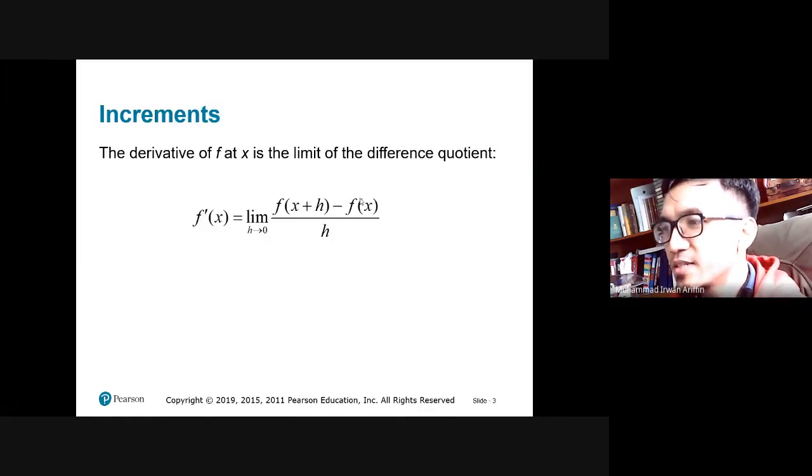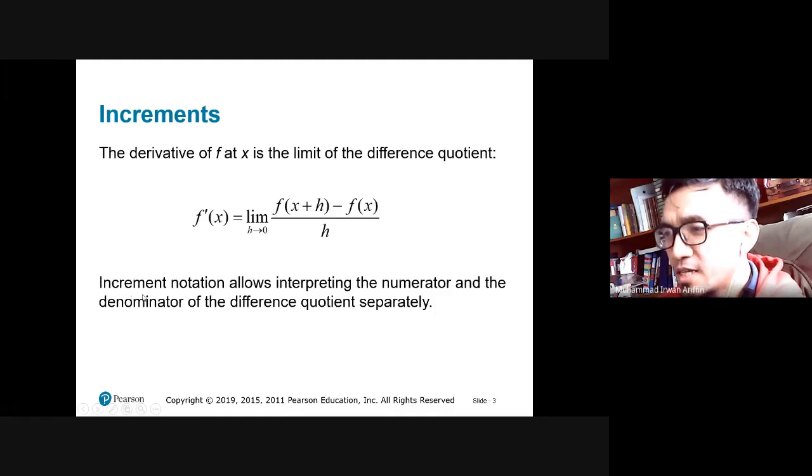So this is just a review. When we talk about the derivative of f at x, technically we are referring to the limit of this difference quotient. This is the difference quotient because it is the difference between f of x and f of x when we add h, changes to x. In other words, this h is actually an increment, an amount that we have increased x by, a small amount h, where h approaches zero. So this is basically the technical definition of derivative.